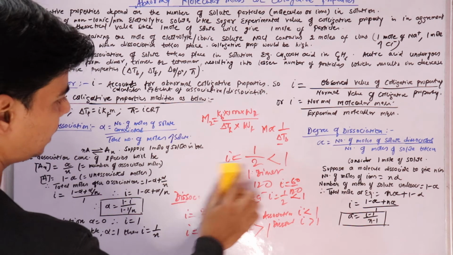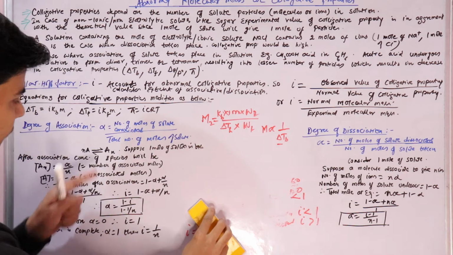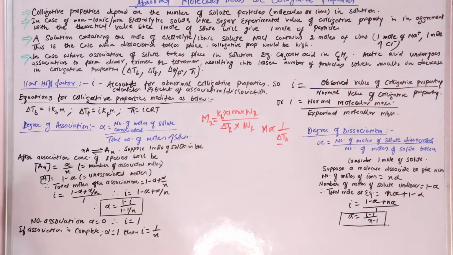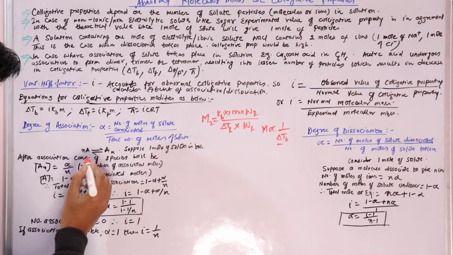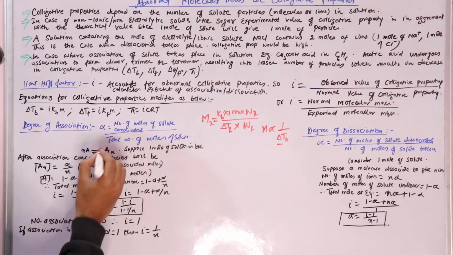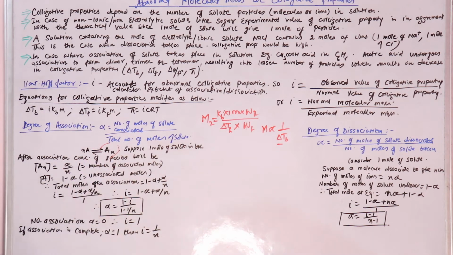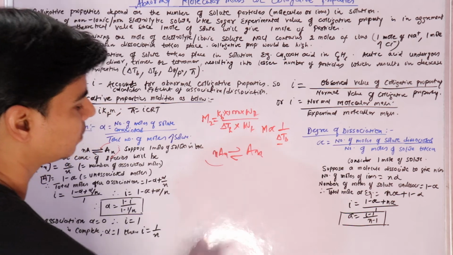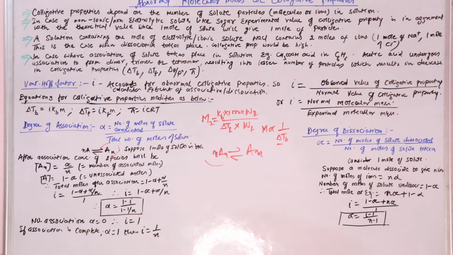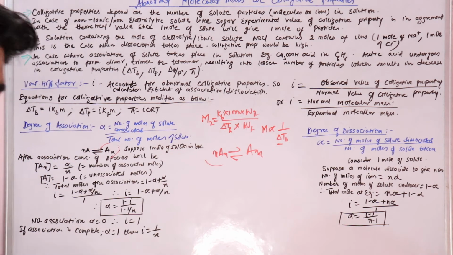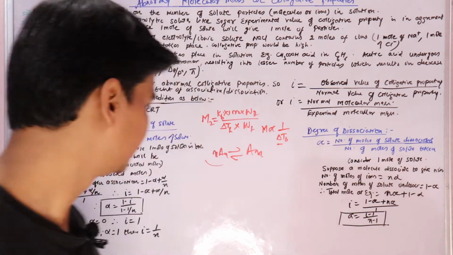Now let's take a generic example where n particles of A are associating to form A_n, like this. These n particles will associate to form A_n, right? Now suppose 1 mole of solute is taken, 1 mole of solute is dissolved in the solvent.